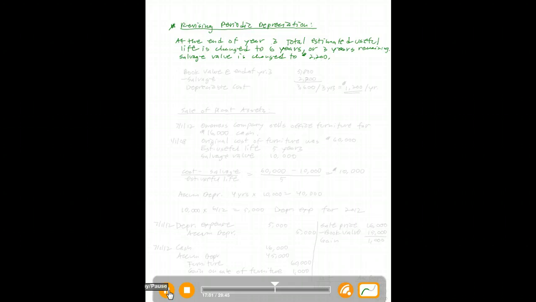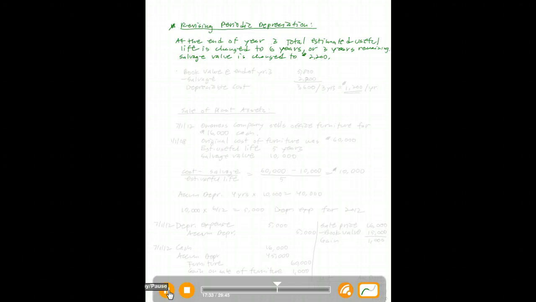Now, a key thing to remember is you do not go back and change any previous year's depreciation, but you go forward, and you have to determine first what's the book value at the time that you decide to change, because that is what you're going to be working with as far as your depreciation expense. So we're going to do this revision based on straight line.